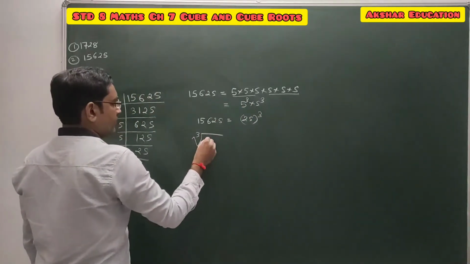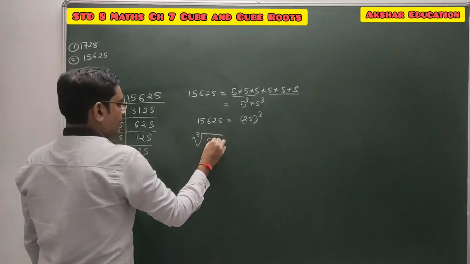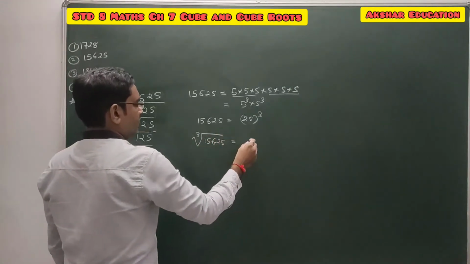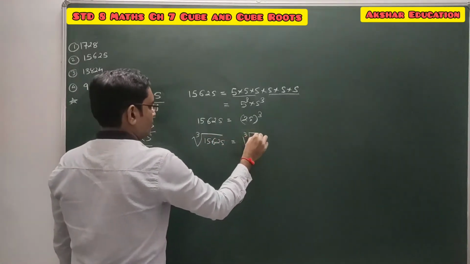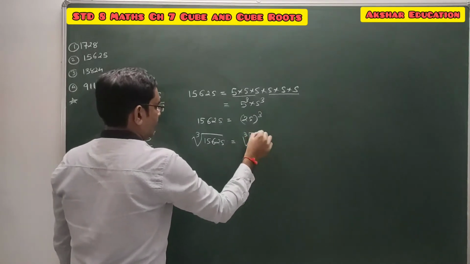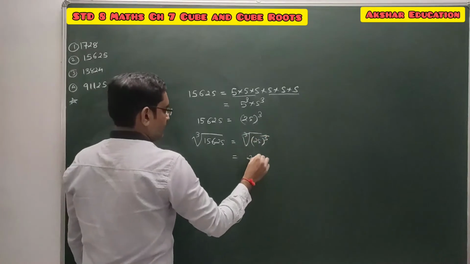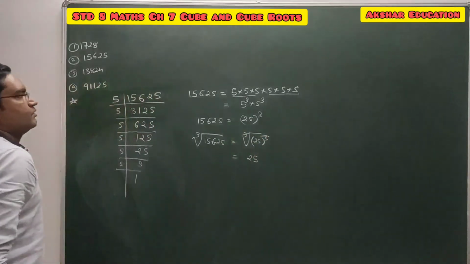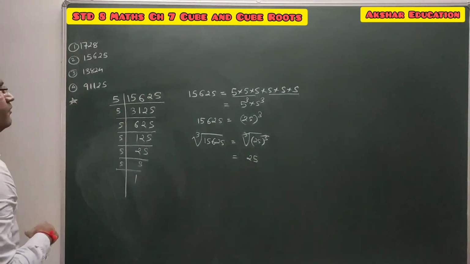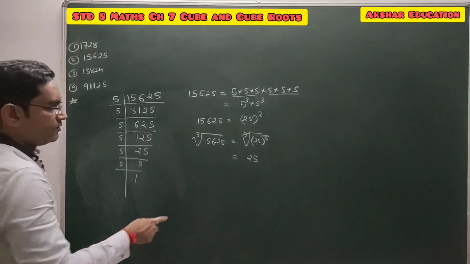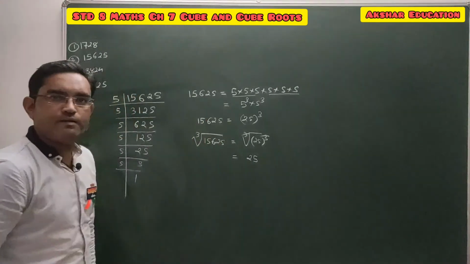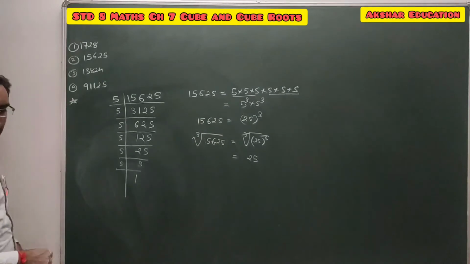So cube root of given number 15625 is equal to cube root of this 25 cube. So this cube and cube root will be cut. Our answer is 25. So cube root of this given number 15625 is 25. Clear? Pause the video and note it down.